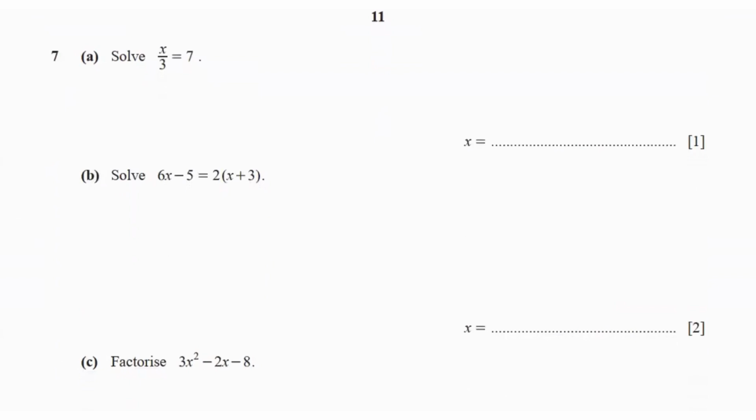Then it says solve x over 3 equals 7. So x would be 7 times 3. Just cross multiply. That's 21.